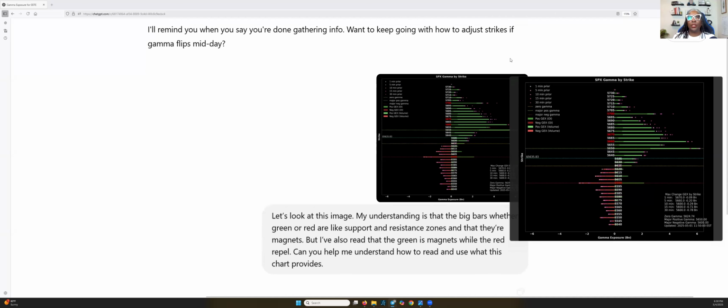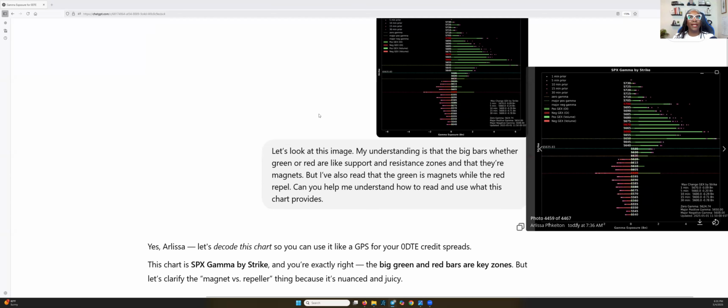So my next question was, okay, let's look at this image, which is the same one on the right-hand side. My understanding is that the big bars, whether green or red, are like support and resistance zones and that they're magnets. But I've also read that the green is the magnet while the red repels. Can you help me understand how to read and use what this chart provides?